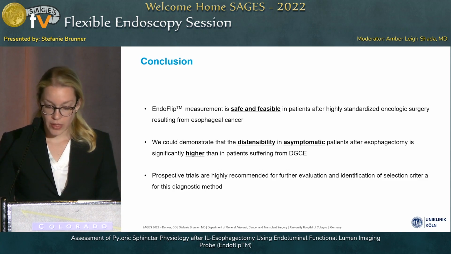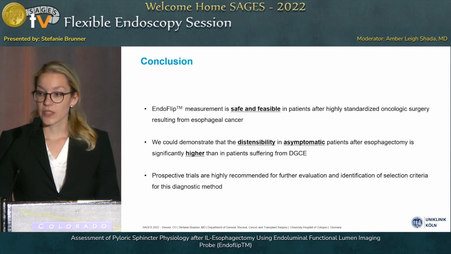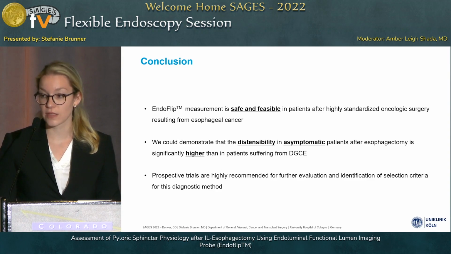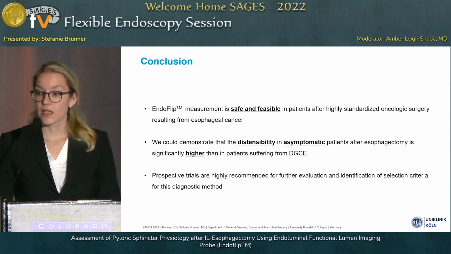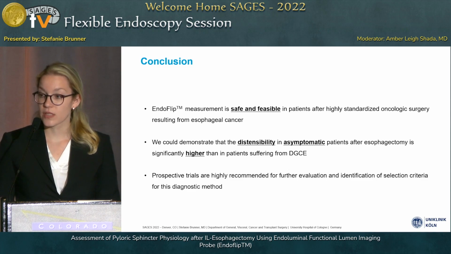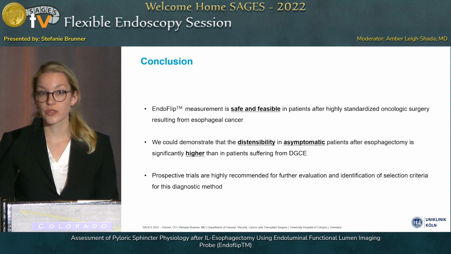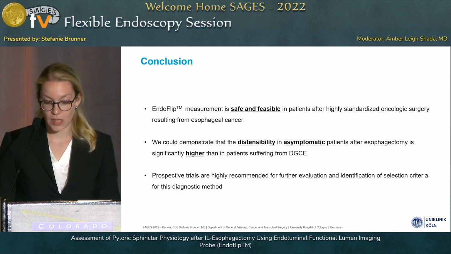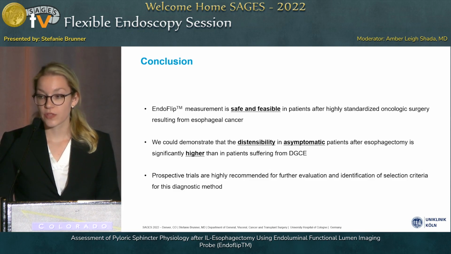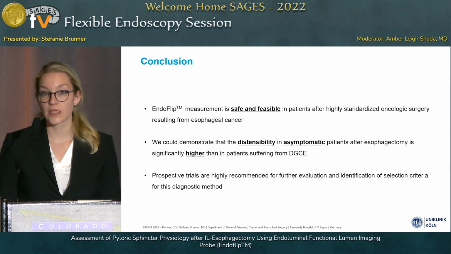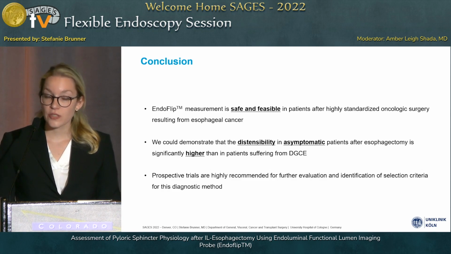So now I want to come to my conclusion. Endoflip measurement is safe and feasible in a large cohort of patients after highly standardized oncological surgery for esophageal cancer. We could demonstrate that the distensibility in asymptomatic patients is significantly higher than in patients suffering from DGCE. So, as I said, for us, it was quite a good tool to diagnose these patients. However, we need more prospective trials to further evaluate and identify the selection criteria for this diagnostic method.